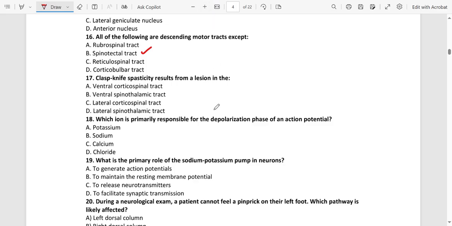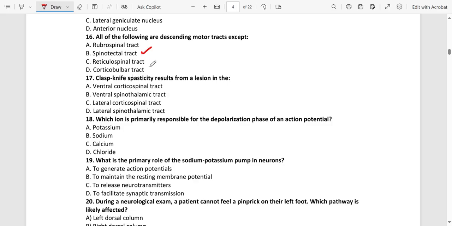Remember again when you are naming the descending and the ascending tracts, descending starts from the brain to the spinal cord. So the name should end with spinal at the end. So you have got rubrospinal, corticospinal, reticulospinal, and all those with spinal. You also have the corticobulbar, but it is also descending. It's just that it doesn't go to the spinal cord. That's why it doesn't end in spinal.